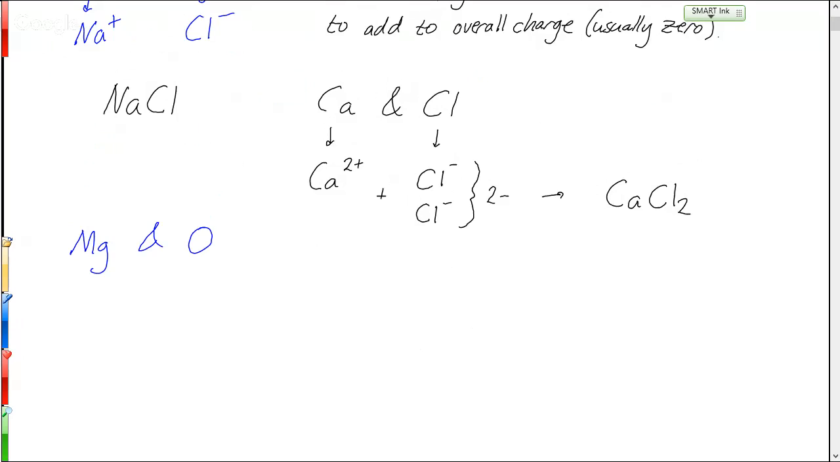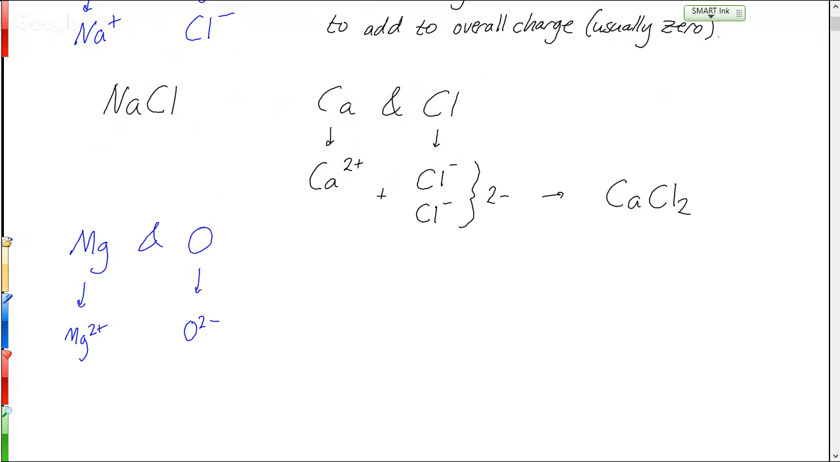Everybody got it? What'd you get? You want to give it a try? MgO. Got MgO. So how'd you get that? Well, magnesium has a 2+ charge, and oxygen has a 2- charge. So they just balance each other out.